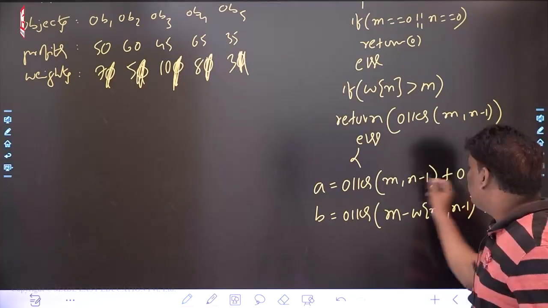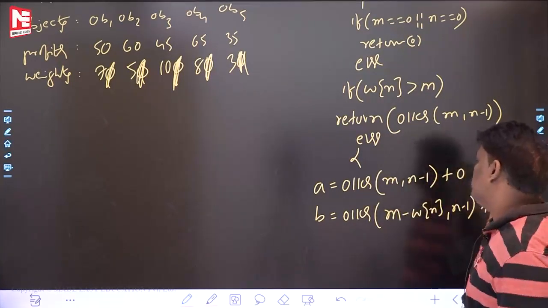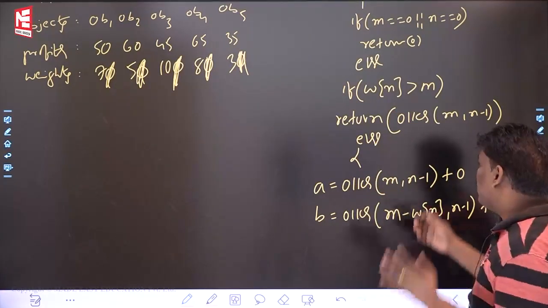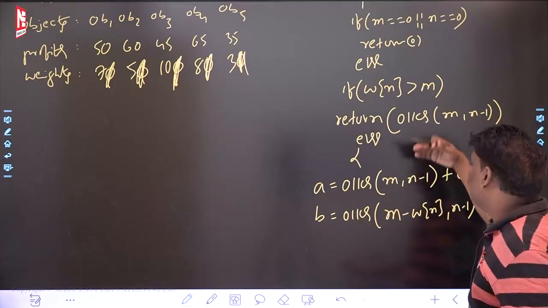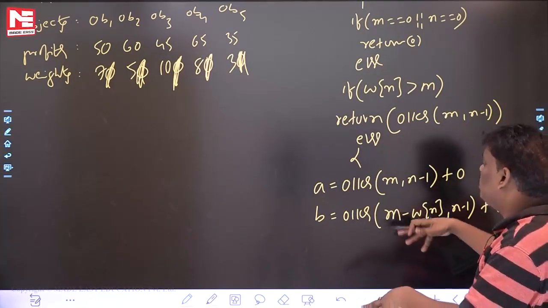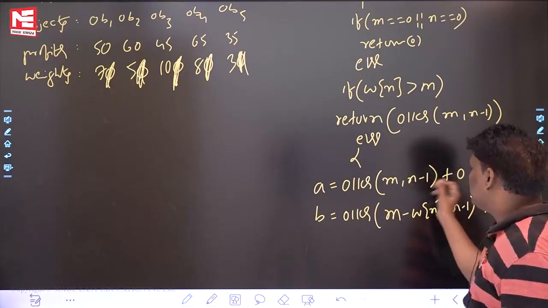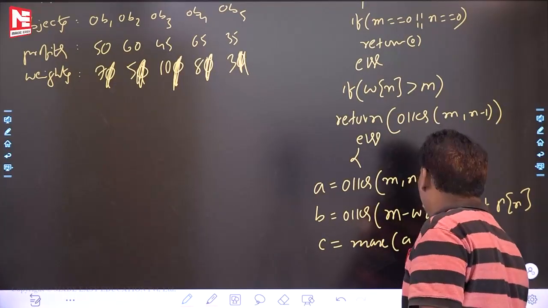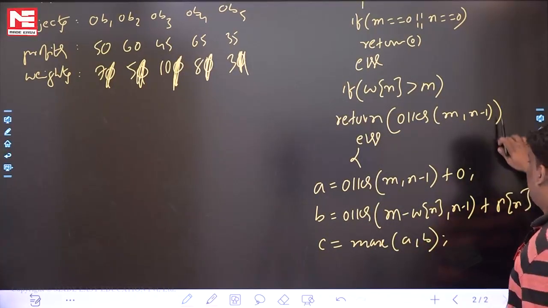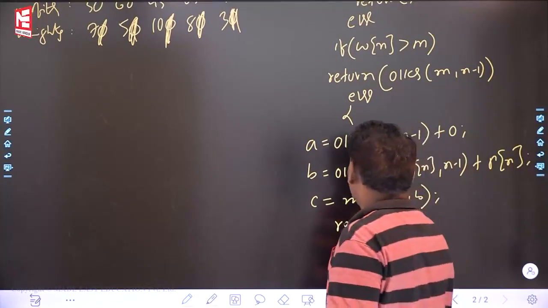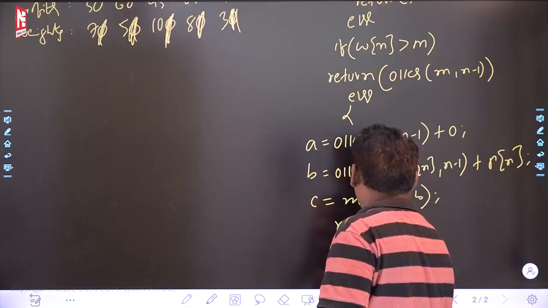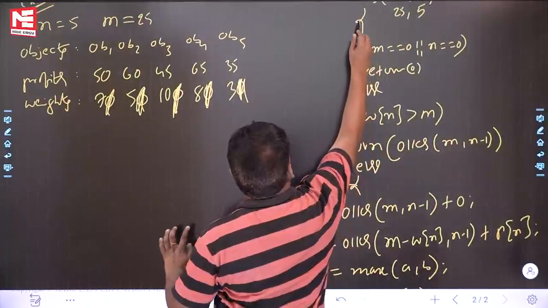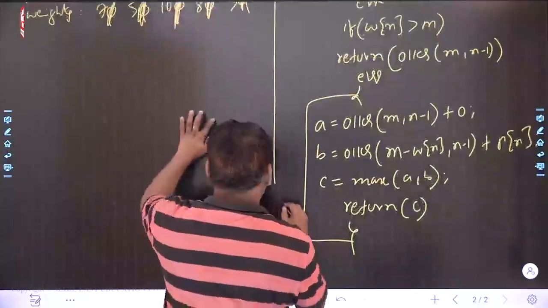So this is without taking the last object, and this is by taking the last object. Taking or not taking, which will give the best answer, I don't know. That is the meaning of 0/1 knapsack. When you have the chance of taking, you may take or you may not take. Whichever is profitable to me, I will do that one. I don't know which is profitable, which is the reason I am doing both. So what is the answer? C is equal to max of A comma B. Lastly, return C. End of the cells, end of the entire program.